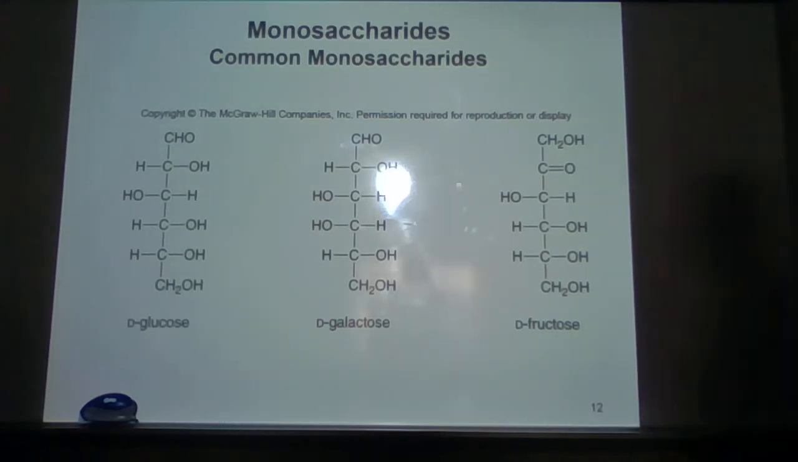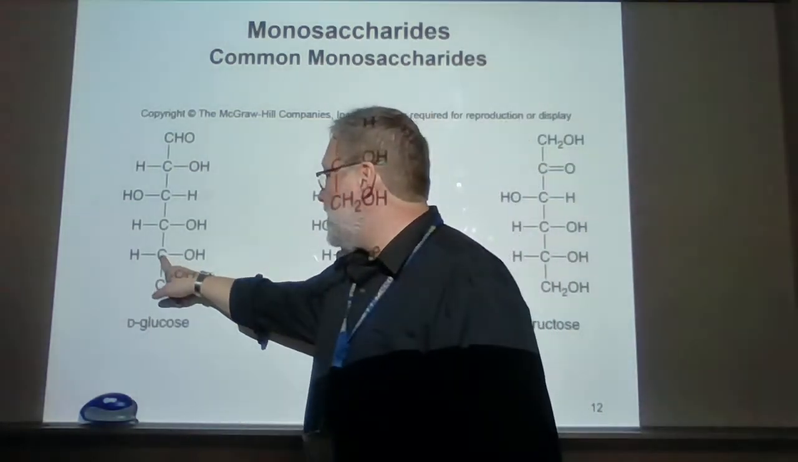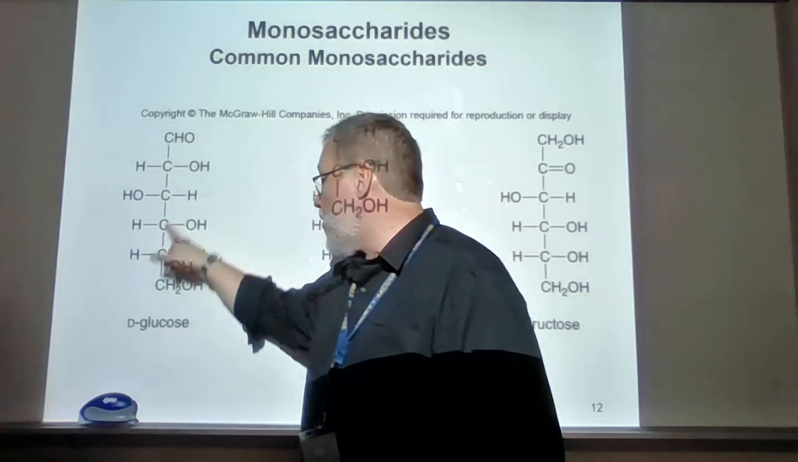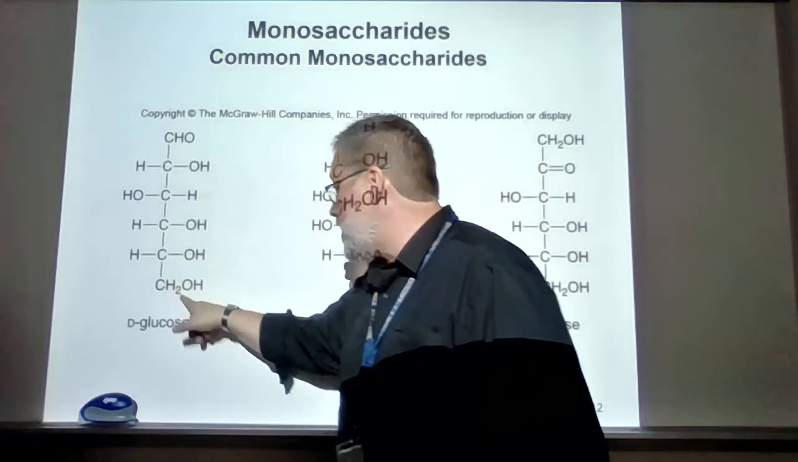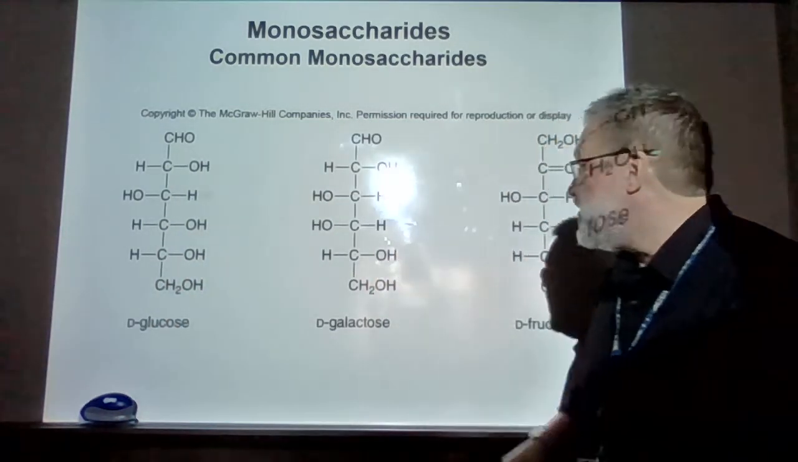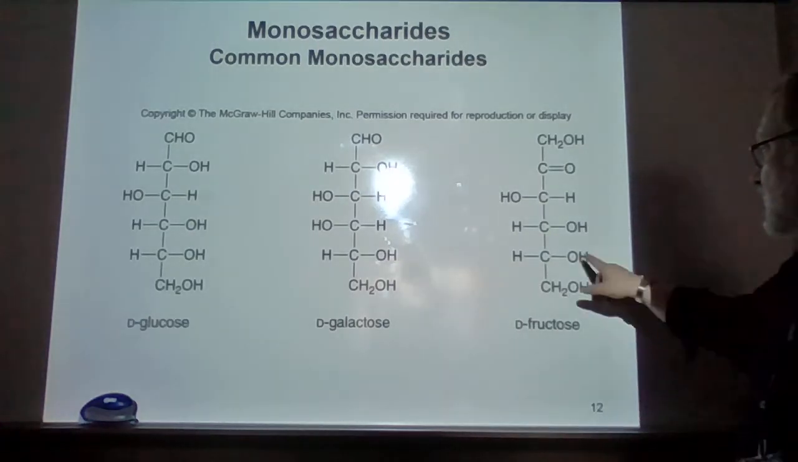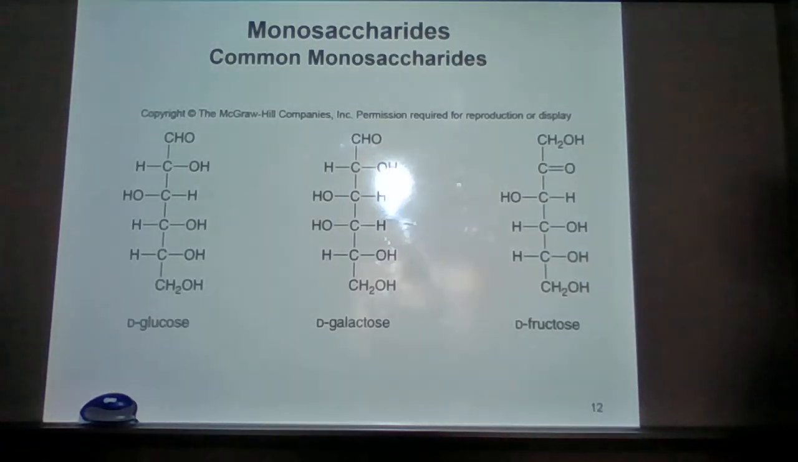So again, these are all D-isomers. Here is the last chiral carbon farthest away from your carbonyl. This is on the right, it's D-glucose. This is on the right, it's D-galactose. This is on the right, this is D-fructose.